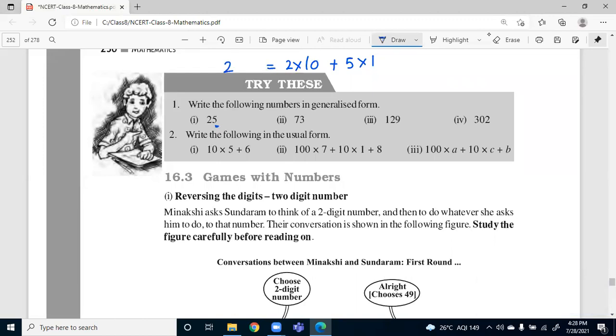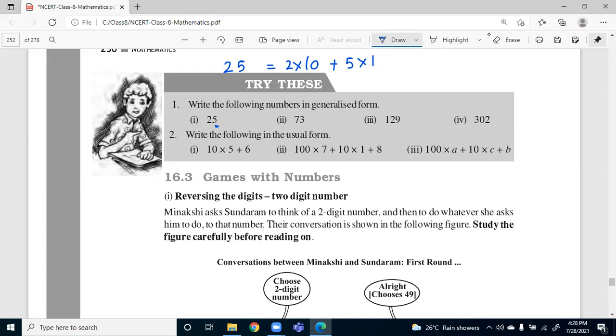So how have I expressed 25 in its generalized form? I am expressing it based on their place value. 5 is at 1's place, so multiplied by 1. 2 is at 10's place, so multiplied by 10. So please do the second, third and fourth parts by yourself.